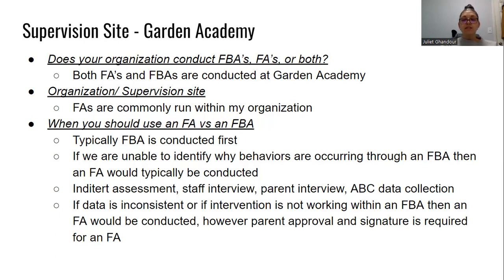So indirect assessment, staff interview, parent interview, ABC data collection is done during an FBA. And after that, if we're still unsure of the functions of the behavior, then an FA would then be conducted. However, parent approval and signature is required for an FA.